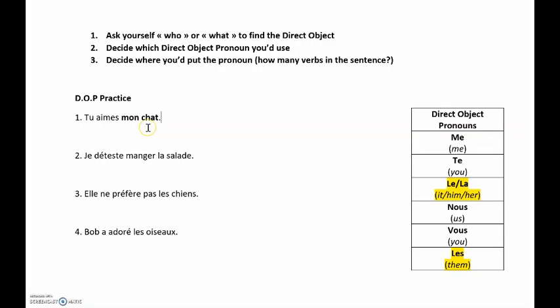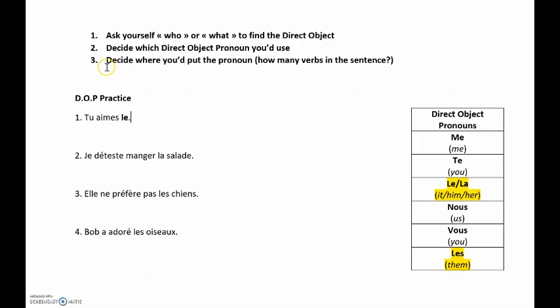Now, mon chat, is that a me? Is that a you? Is it an it, a him, or a her? Yeah, it's this one here. It could be replaced with le in this case because it's masculine. So I'm going to change that to tu aimes le. So you like it or him.